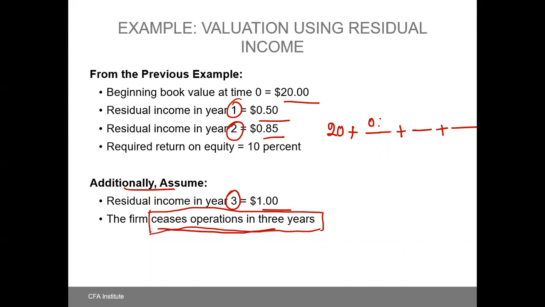For year 1, we have 0.5. For year 2, we have 0.85. For year 3, we have 1, right? So here you see that we have a cost of equity factor of 1.10, then 1.10 squared, and it should be 1.10 cubed. Is it okay? Is this calculation straightforward?